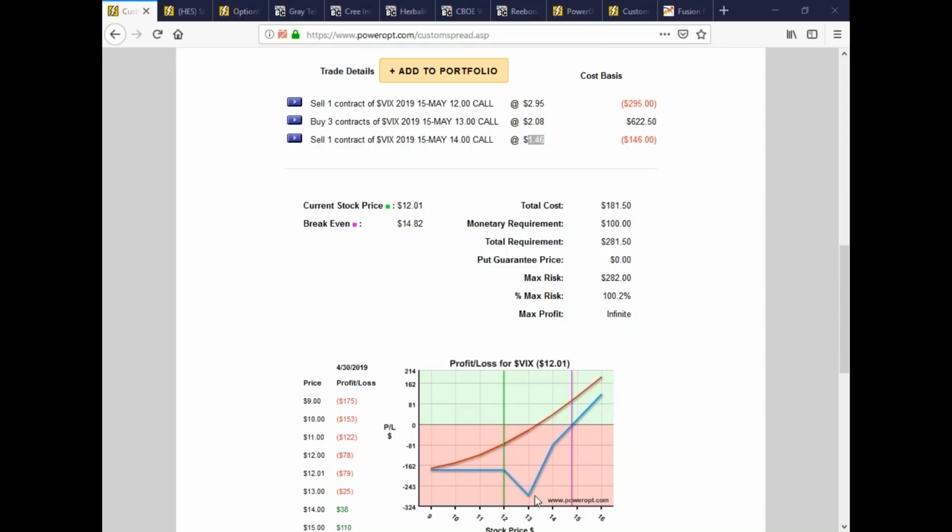So it's a limited risk here. The worst case is if it's right at the long strikes. You hedged it a little bit. You still have the infinite upside if it goes above 14, 15, 16. Break even of 1482. In this scenario, not great. Max exposure, 282. And that's in that worst case scenario. I'm going to say your real max exposure is 182.